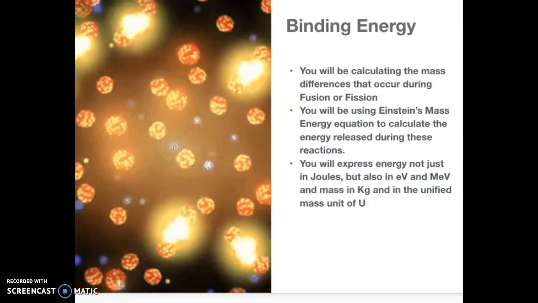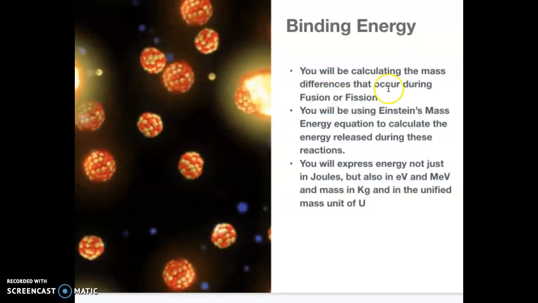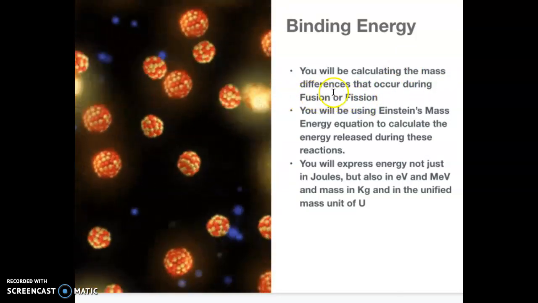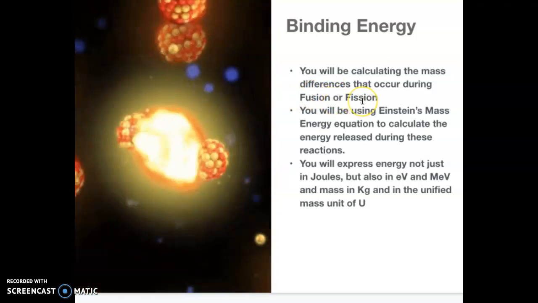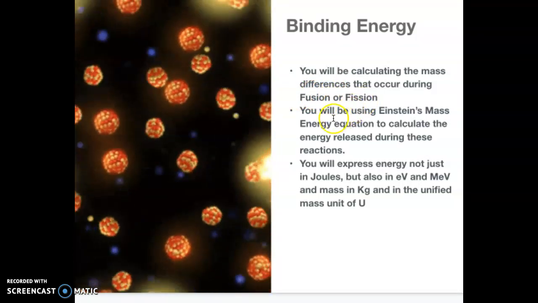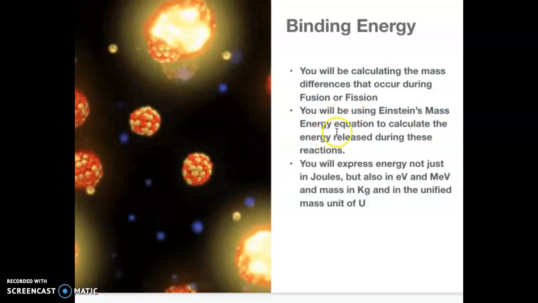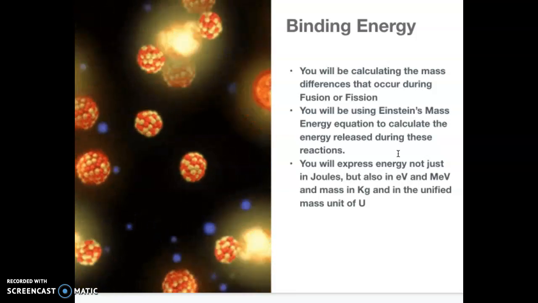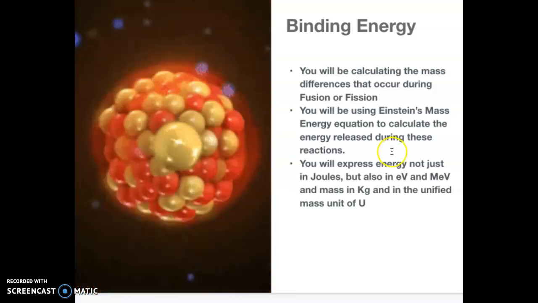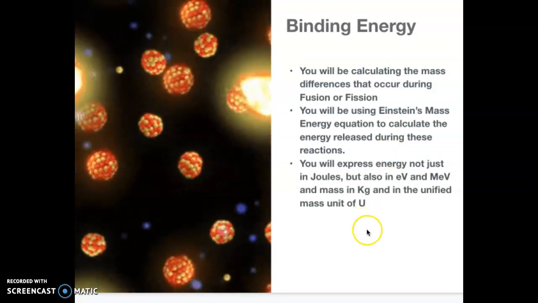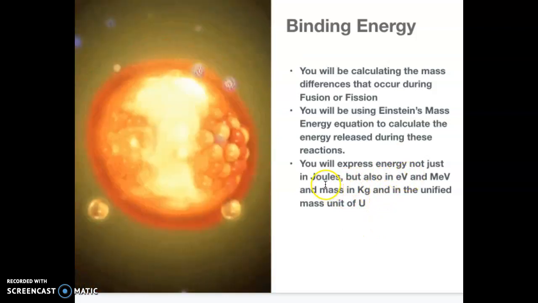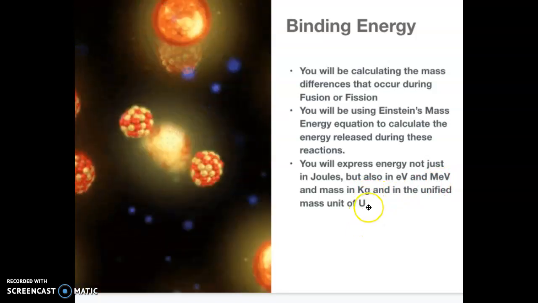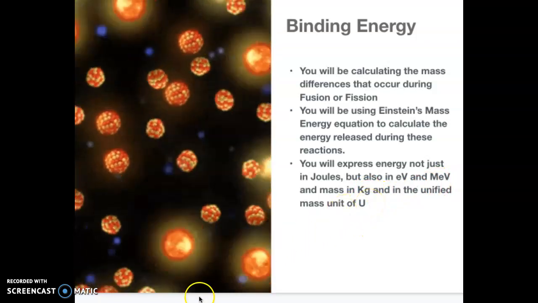Let's go back to our objectives. You calculated the mass difference that occurs during fusion and fission. Well, we focused on fusion, and fission we will have a look at a little bit later on. You have used Einstein's mass energy equation, E equals mc squared, to look at binding energy and mass difference or mass defect. And you've also expressed energy in joules, electron volts, mega electron volts, kilograms, and a unified mass unit of u. So that's it for now.